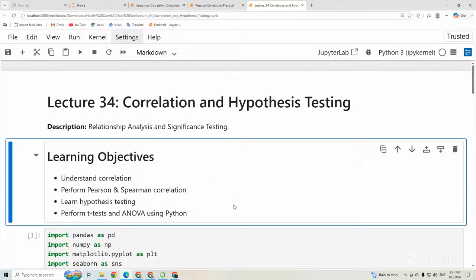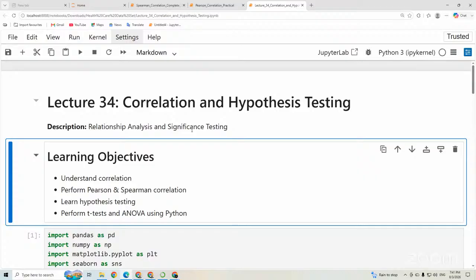So the topic which we are going to cover is the 34th lecture: correlation and hypothesis testing. In the very beginning, correlation we have discussed, and examples we have introduced, but mainly during this session we will focus on hypothesis testing.